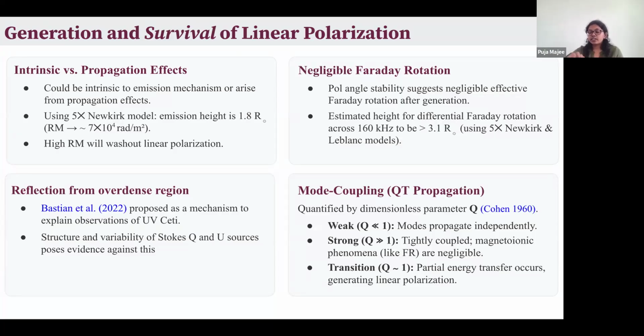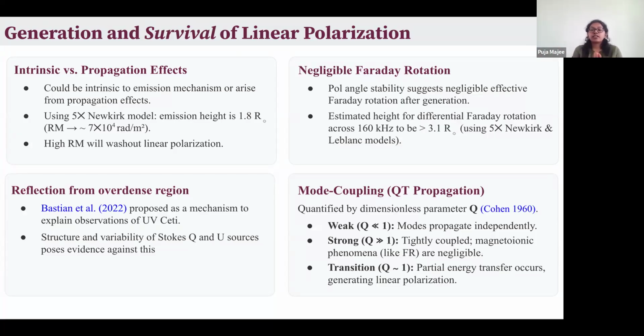As you know, when an electromagnetic wave propagates through a magnetic field, it basically splits into the X mode and O mode. During its propagation, it may exchange energy between the X mode and O mode, and this phenomenon is called mode coupling. We typically use a mode coupling parameter, known as Q. I'll talk about it in a minute. This Q parameter basically decides the mode coupling regime through which the emission is propagating.